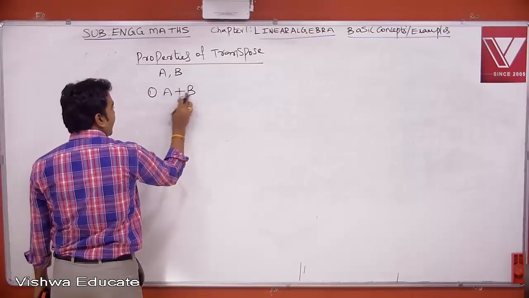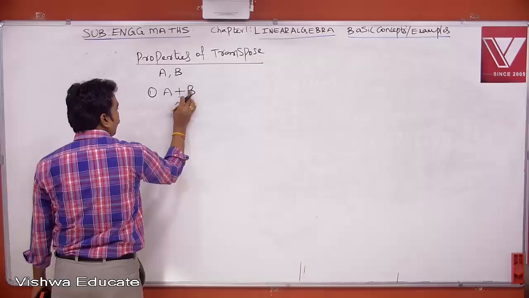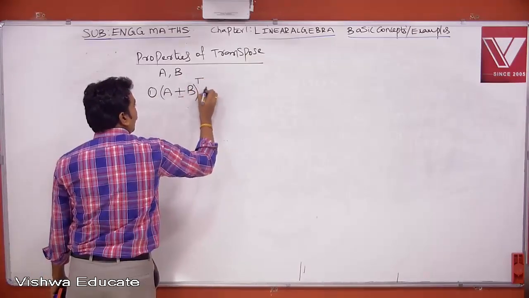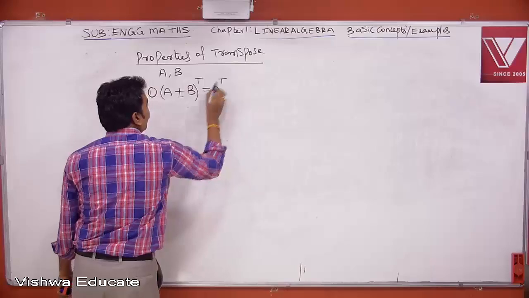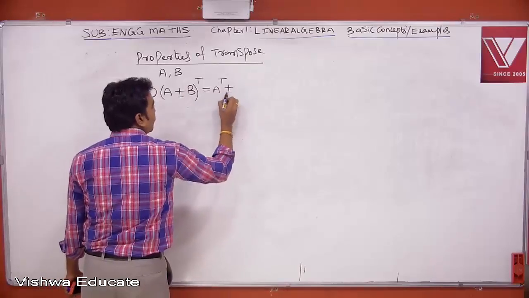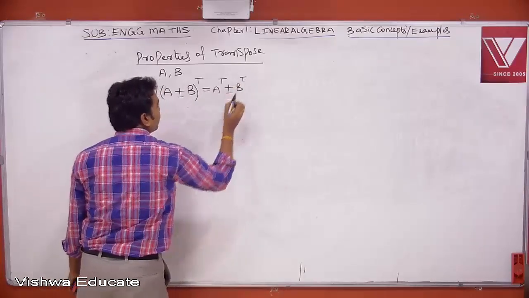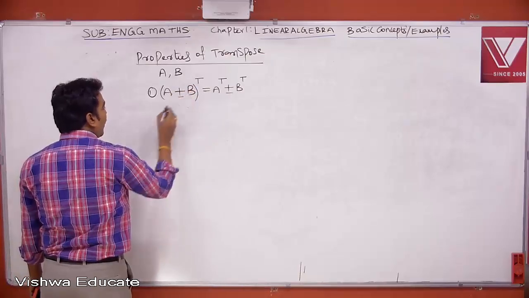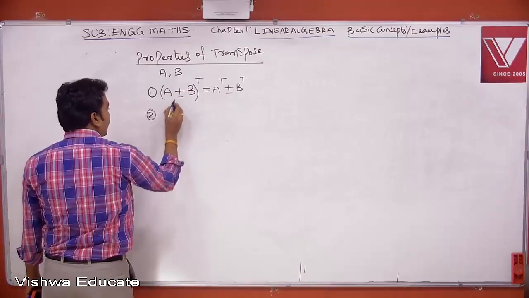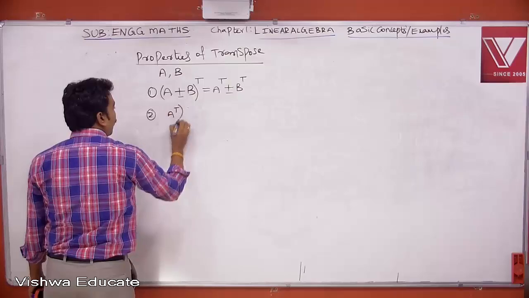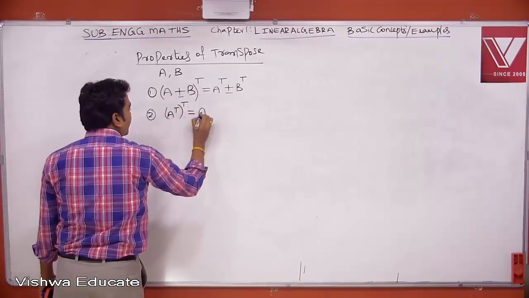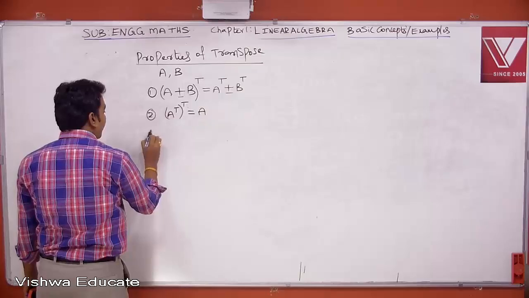So, then I can add A and B, or I can subtract one matrix from the first matrix. I will get another matrix. So, the transpose of this is A transpose. If it is plus, we get plus. If it is minus, we get minus. So, A plus or minus B whole transpose is A transpose plus or minus B transpose. Second property, A transpose whole transpose. So, when you transpose a matrix twice, you will get the same matrix.